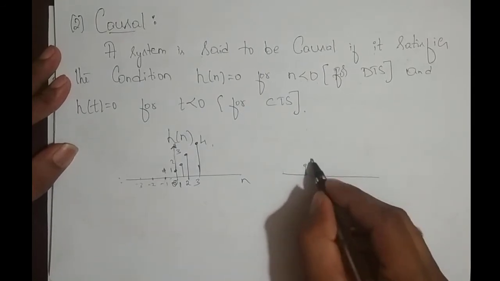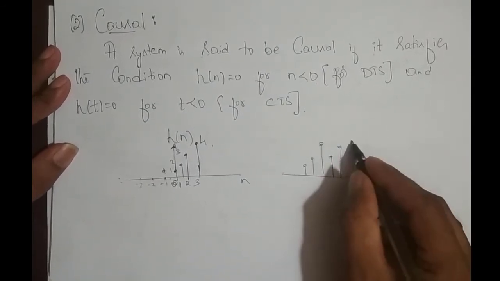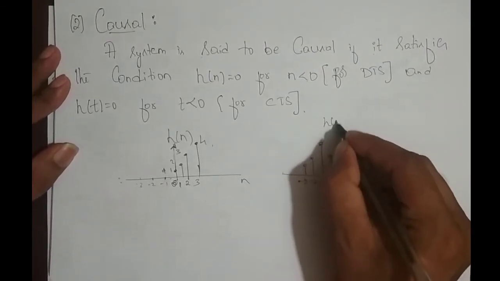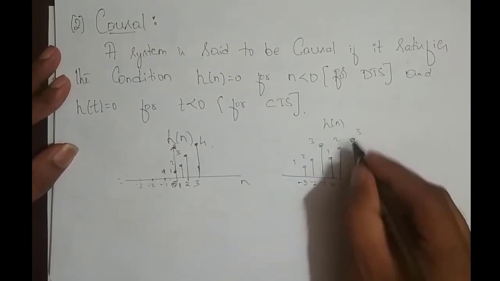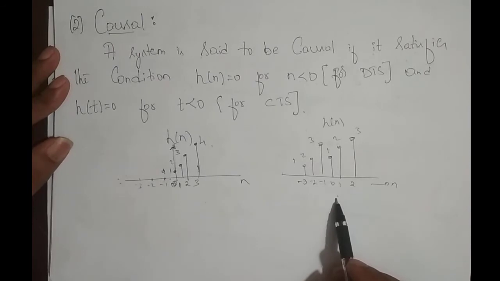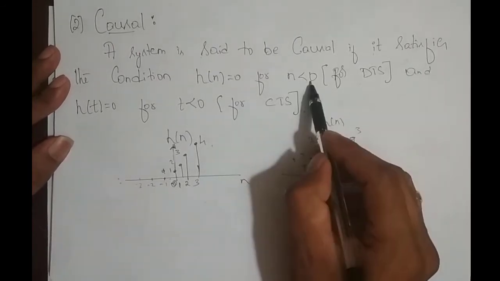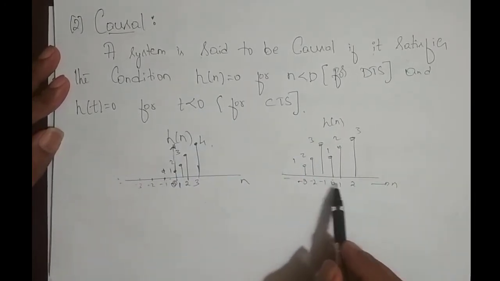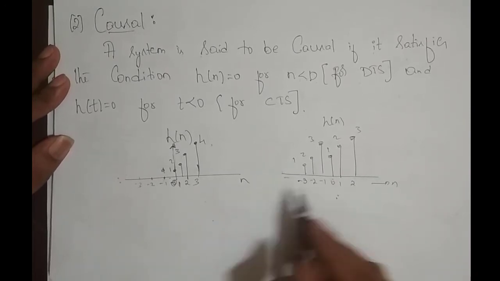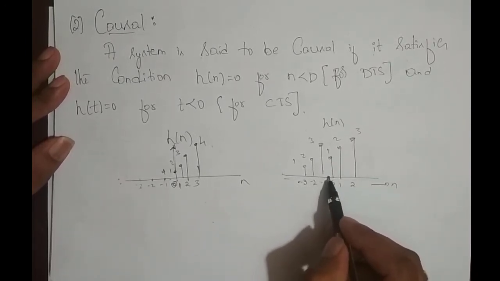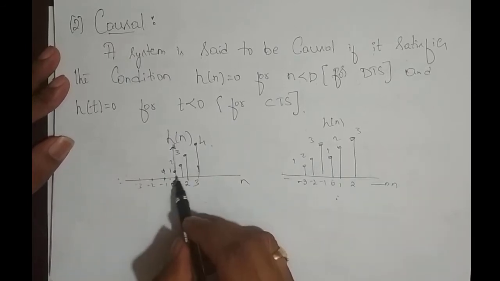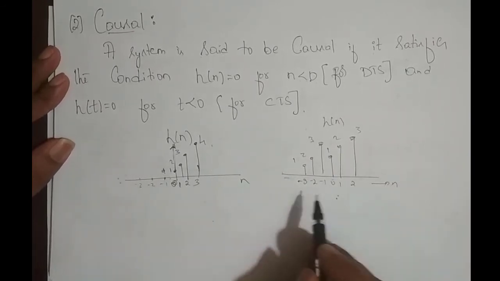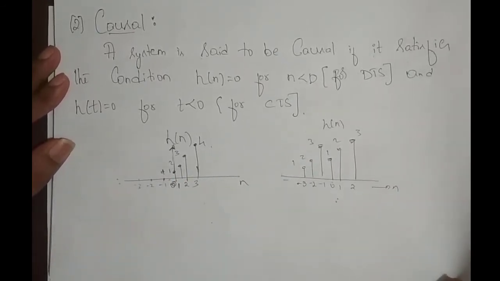if the system is something like this, so minus 3, minus 2, minus 1, 0, 1, 2, this is n, this is h of n, so 1, 2, 3, 1, 2, 3. If the impulse response is something like this, what is the condition? For n less than 0, in the sense negative values of n, h of n should be 0, but it is not 0. It has some samples for negative values of n, right? So therefore, this is the example for what? Non-causal system. Okay, so there should not be any samples on the negative side of n. And the same definition holds good if the system is a continuous time system. Fine.